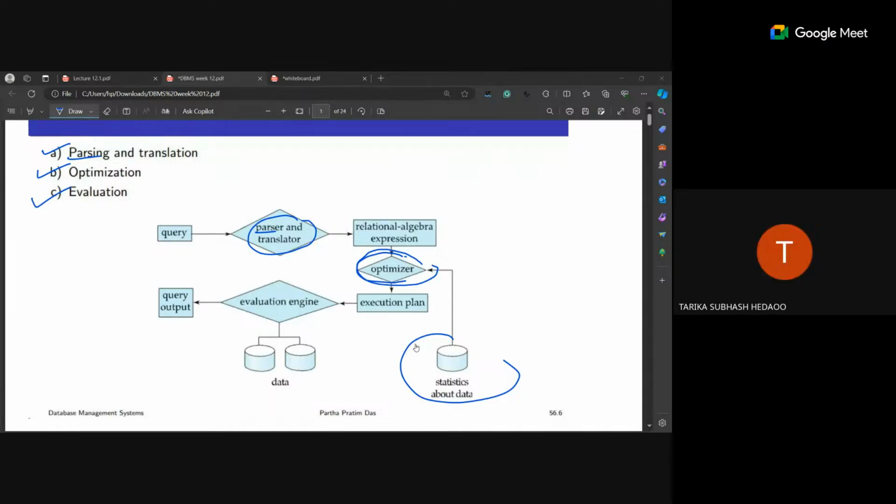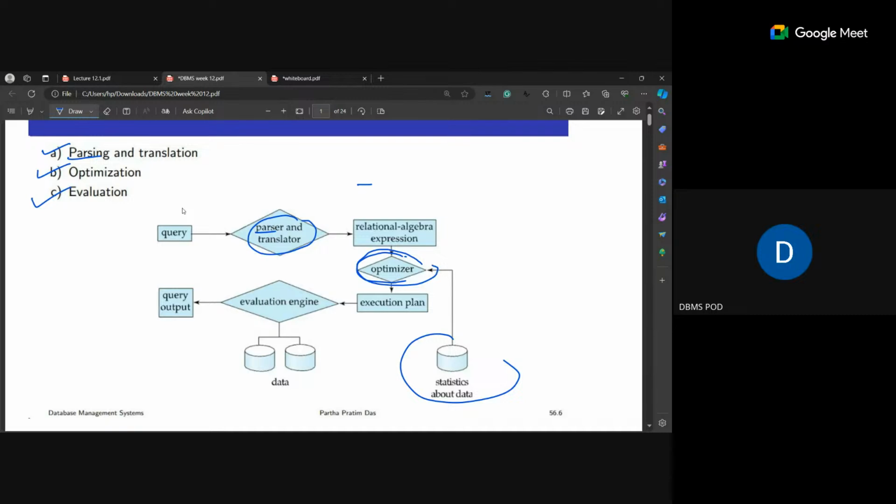Sir, I want to ask one question here. You said that the translator will translate the query into a relational algebra expression, and then the optimizer will choose one of them. Does it mean that it will translate into multiple relational algebra expressions? Yes, for one query there may be more than one relational algebra expression. We'll see with the help of one example, don't worry.